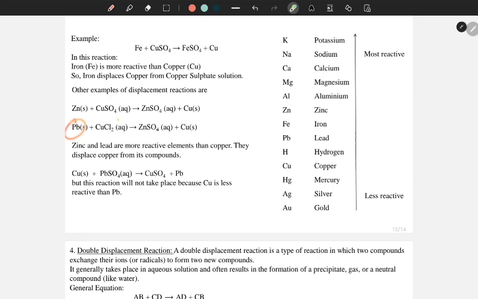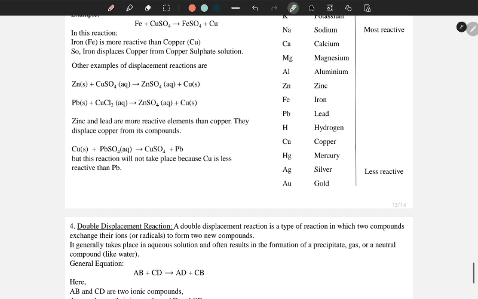Then lead plus copper chloride, CuCl2. Lead is here, copper is here, so definitely this reaction will also take place, since lead is more reactive than copper. So zinc and lead are more reactive elements than copper. They displace copper from its compound. Lead will react with chloride and displace copper. So this is an example of a displacement reaction.